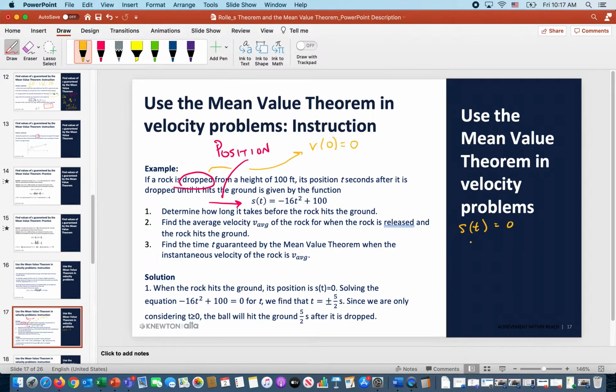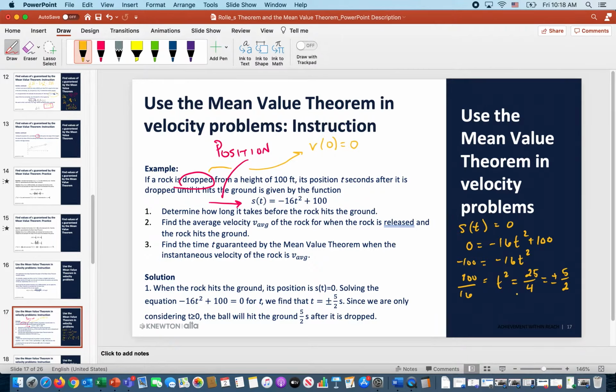In other words, I'm just going to set 0 equal to negative 16t squared plus 100. I'm going to move 100 to the other side. And then I can divide both sides by 16. So I get t squared equals 100 over 16. If I reduce that, I can divide them both by 4, right? t squared is also equal to 25 over 4. Now I'm going to take the square root, right? So the square root is going to be plus or minus 5 over 2.